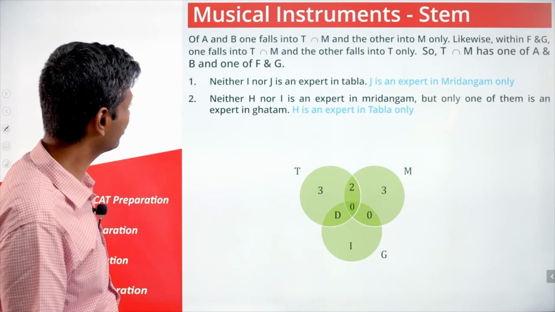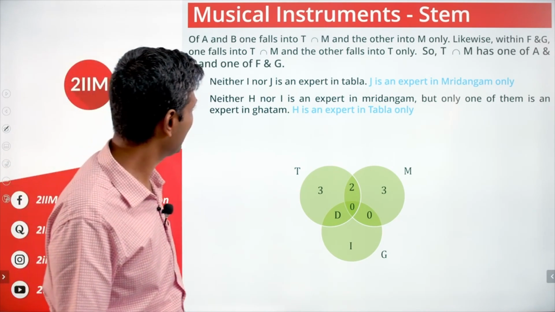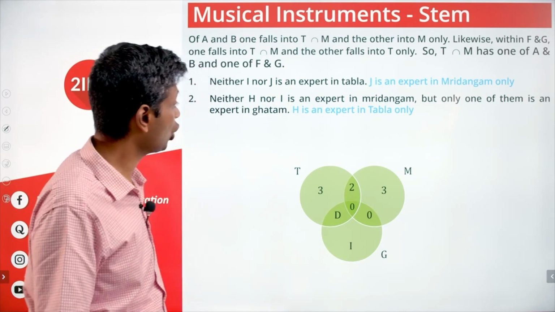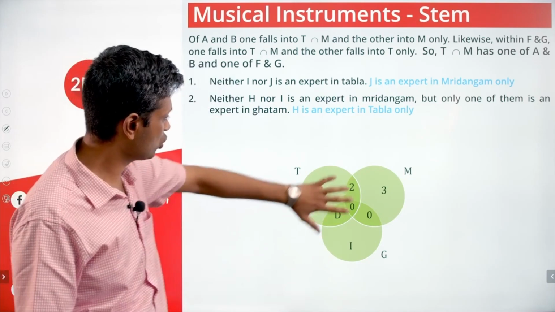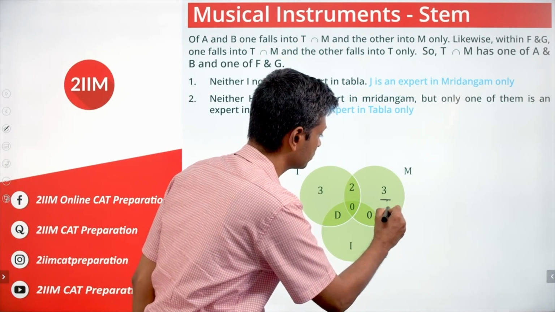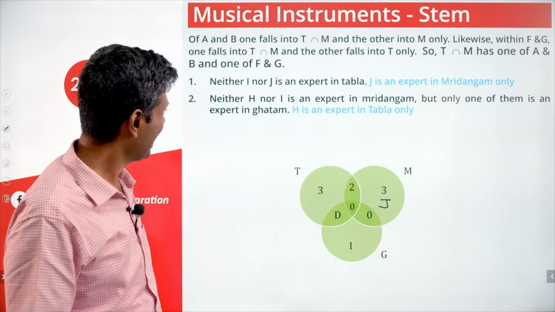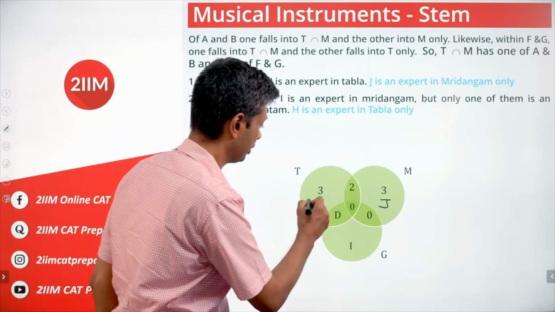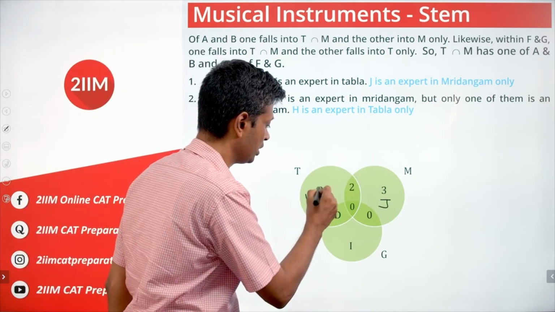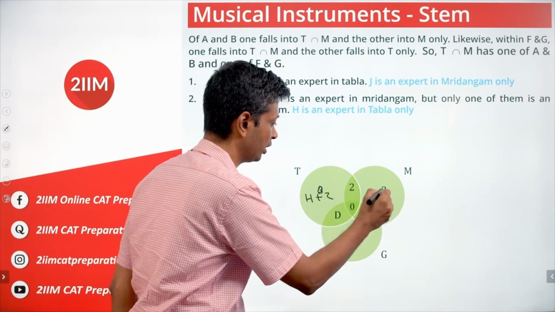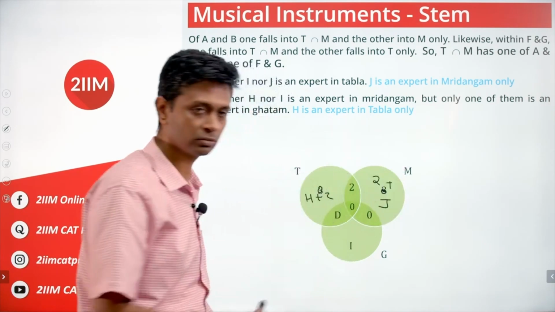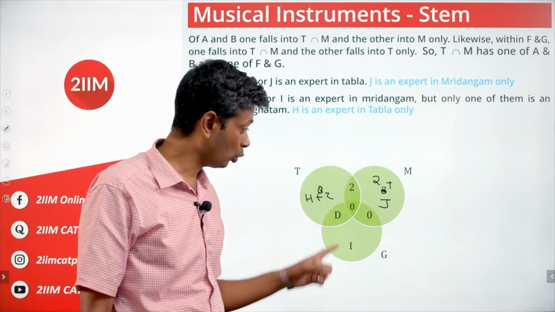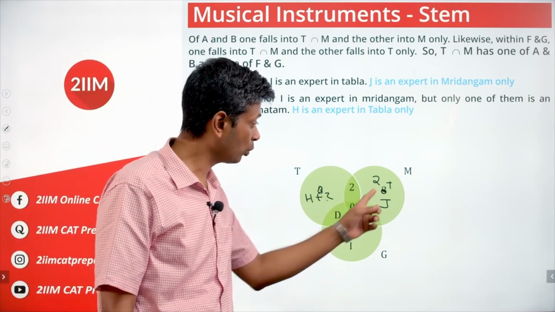Neither H nor I is an expert in mridangam. Neither I nor J is an expert in tabla. I is here. J is not an expert in tabla, so J should not be here, J should be here. H or I is not an expert in mridangam. H is not here, H should be here. So this 3, I'm going to write it as H plus 2. This 3, I'm going to write it as J plus 2. Fine. We need to remember that even in this 2, we know one of these two is F or G. We know one of these two is A or B.